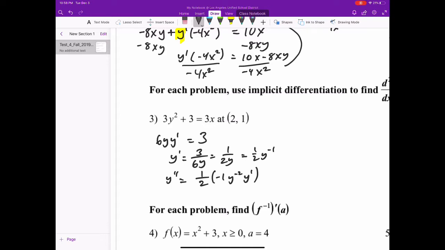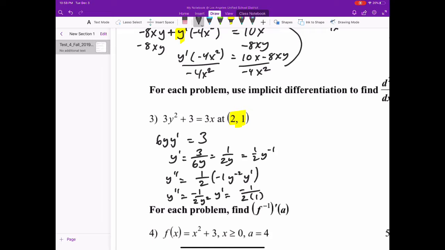We're looking at specifically when x and y is this value here, 2, 1. So we're going to just plug in some values and see where that takes us. Our y double prime is equal to negative 1 over 2 y squared y prime, returning everything where it's at. We know that y, according to our given point, is 1.